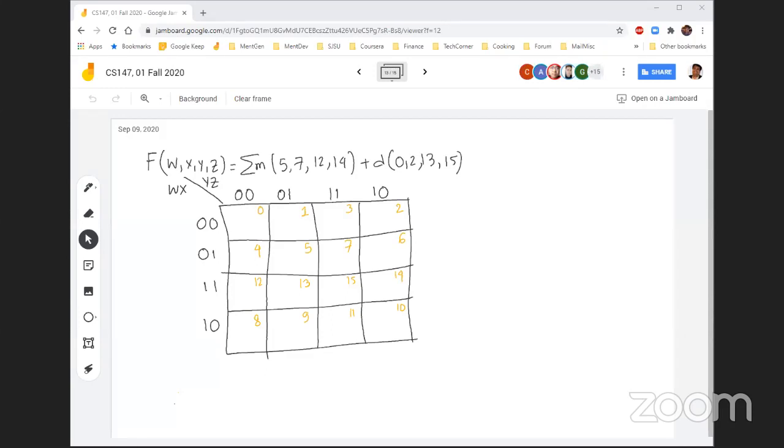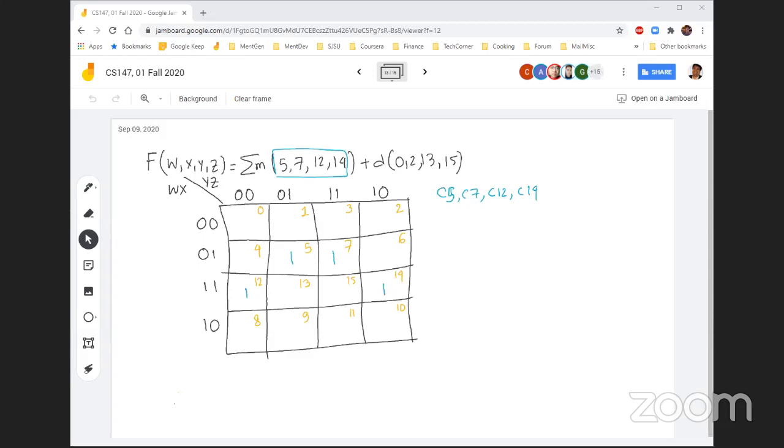Now we look at this function. This is a summation of minterms 5, 7, 12, 14. So we basically put 1 in those cells. That means cell 5, cell 7, cell 12, and cell 14 will be marked as 1.